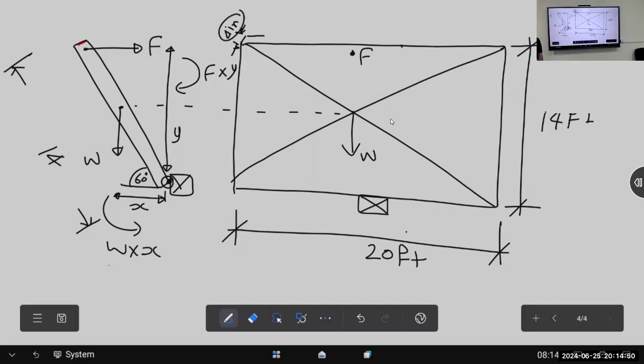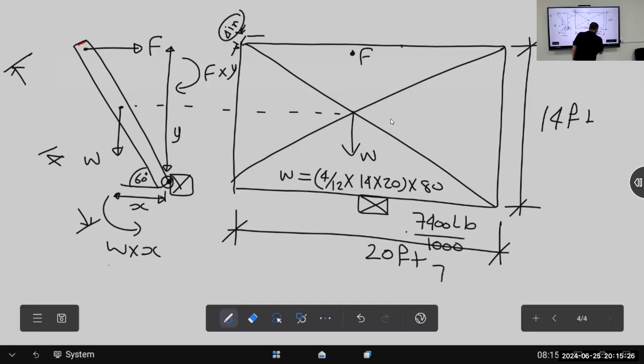The weight is what? Volume multiplied by density. So the weight equals 4 inch divided by 12, why? To convert 4 inch to foot, divided by 12, multiplied by 14, multiplied by 20, all of them multiplied by density 80. All that is 7,000 something, 400 something pounds, divided by 1,000. You have 7.41, I believe, kips. The weight equals 7.41 kips.